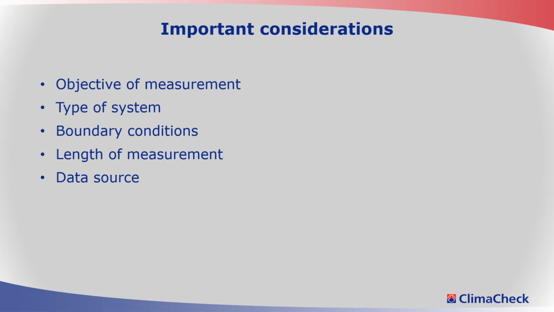It's important to know the type of the system. We will have different types of measurement if we have a system with economizer or a system without an economizer. We will have a different type of measurement if we have a two-circuit system. We will have a different type of measurement if we have an air-cooled system compared to a water-cooled system. So it is important to know the type of the system that we're measuring and the boundary conditions.